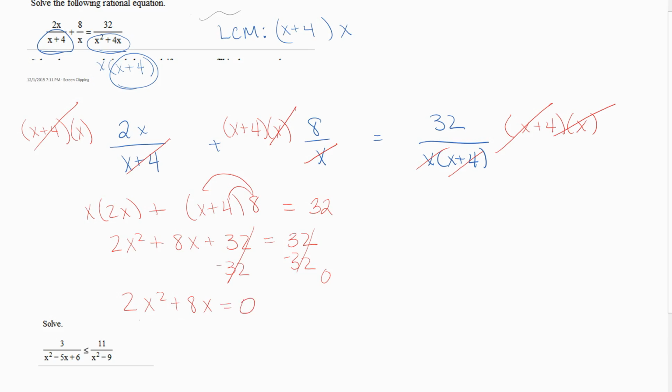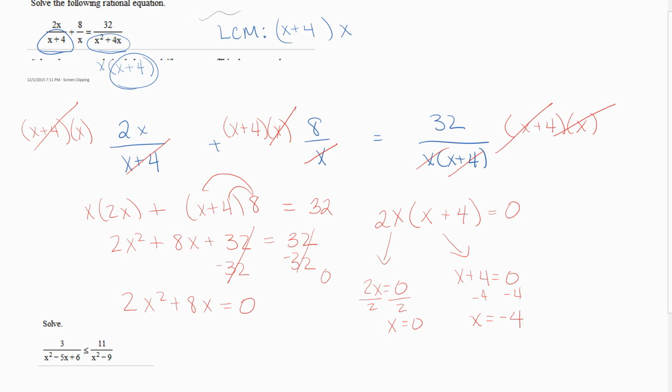Now both of those terms have an x in it, so we can pull out an x. We can actually pull out a 2x, and we'll have x plus 4. So we'll set each of these equal to 0. 2x equals 0, which if we divide both sides by 2, we get x equals 0. And here we get x plus 4 equals 0, which if we subtract 4 from both sides, we get x equals negative 4.